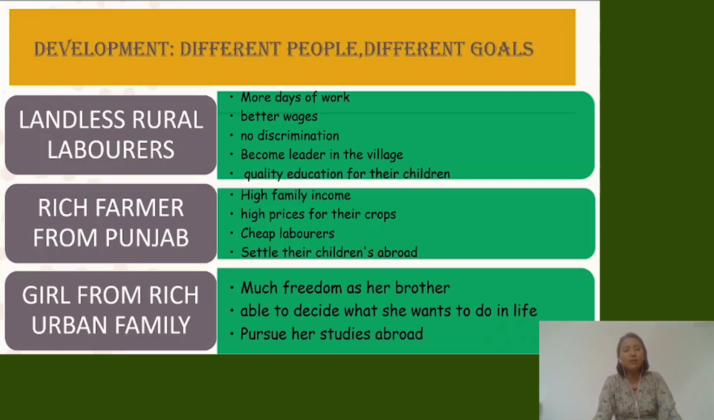In order to bring development, their main goal is more days of work. If they work for a longer period, they will be able to earn more money and better wages. If they are getting 50 rupees per day, now they are expecting better wages. No discrimination. These are the people who are usually poor and they usually suffer in the society because of discrimination.